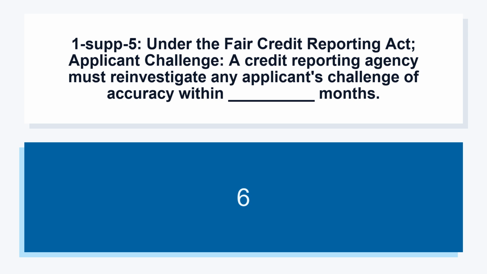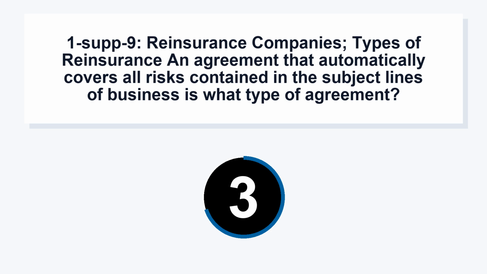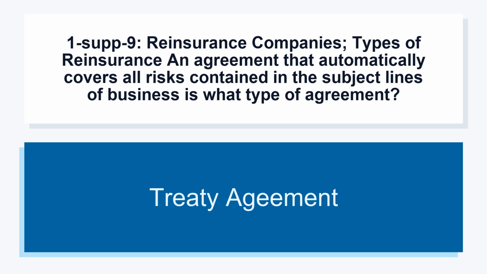6. 1 Sup 9, reinsurance companies. Types of reinsurance. An agreement that automatically covers all risks contained in the subject lines of business is what type of agreement? Treaty agreement.